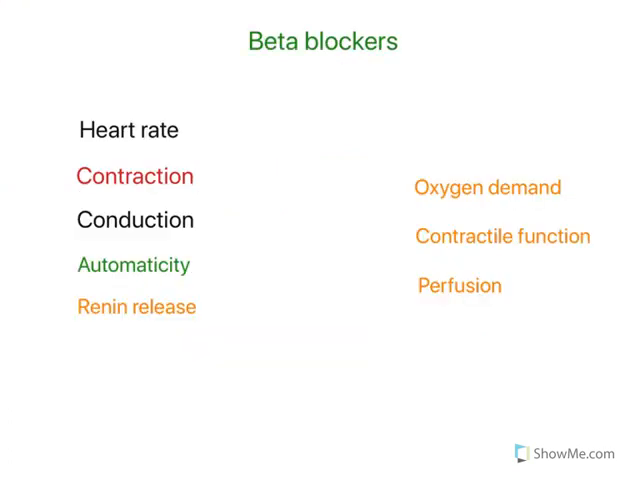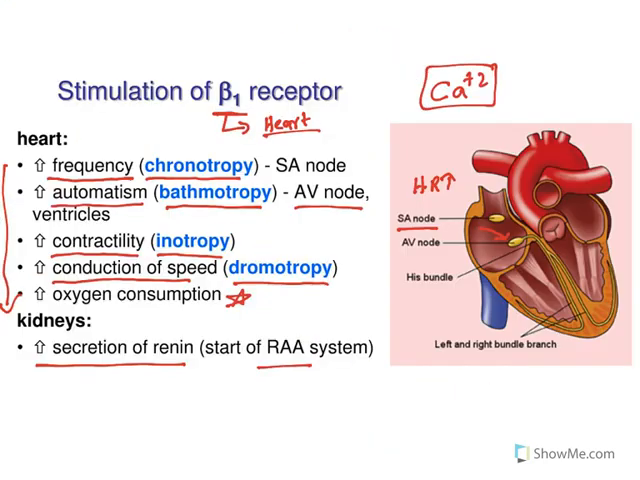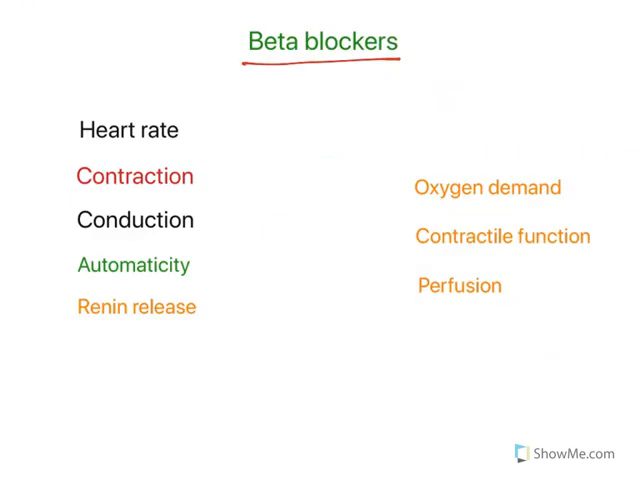Next, what is the effect of these beta blockers? When beta blockers are used, we have seen what happens with stimulation. All these effects will get reduced with beta blockers. That means negative chronotropy, negative bathmotropy, negative inotropy, negative dromotropy, oxygen consumption reduces and renin secretion also decreases. This is what happens with beta blockers. Heart rate is decreased, contraction of heart is decreased, conduction is reduced, automaticity is reduced, renin is also reduced.